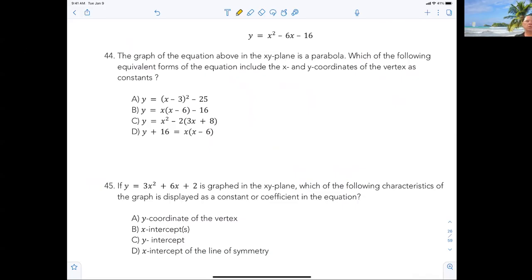Let's look at 44. It says, the graph of the equation above in the xy plane is a parabola. Which of the following is equivalent form of the equation, including the x and y coordinates of the vertex? Everybody should just circle the answer. And hopefully you feel better about it now. The answer must be what? Must be A. If you knew it was A, I feel good about that. That's just problems on the test I can't believe are on there. Because if you know the vertex form, that's the answer. If you don't know the vertex form, you can't do the problem, really.